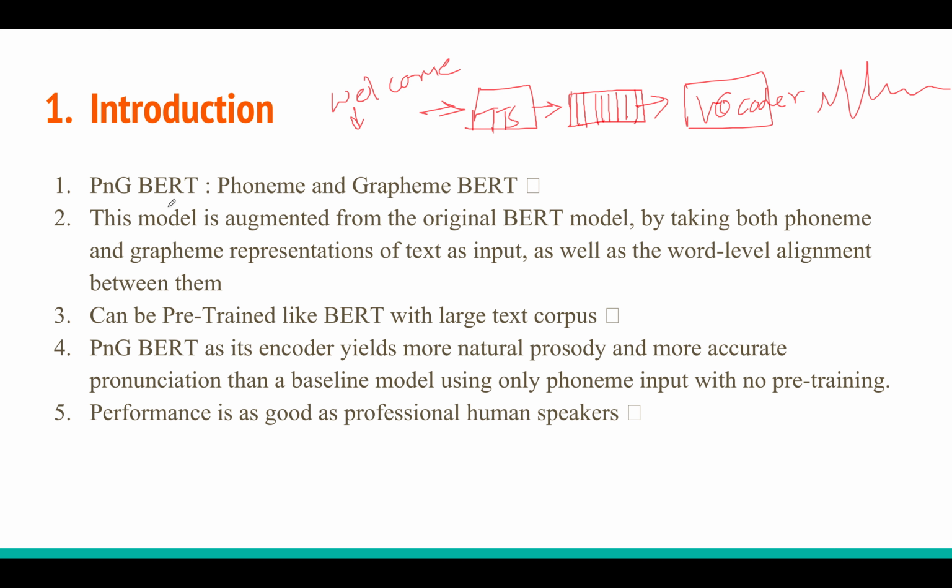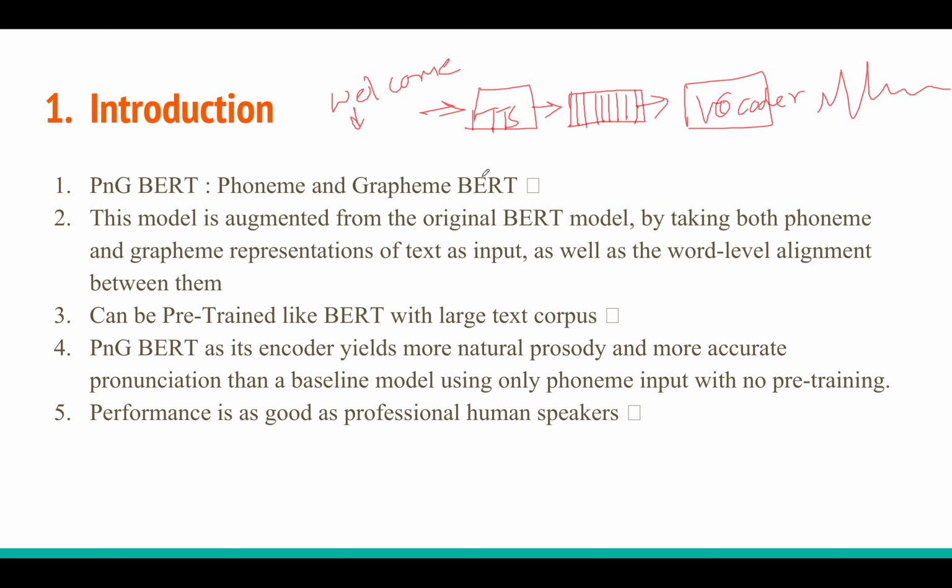In this paper, the idea is to use a BERT-like setting, which uses a masked language modeling criterion with transformers for text-to-speech applications. One good thing about using BERT is you can pre-train it on a large amount of text data, and then you can fine-tune it for other downstream tasks.